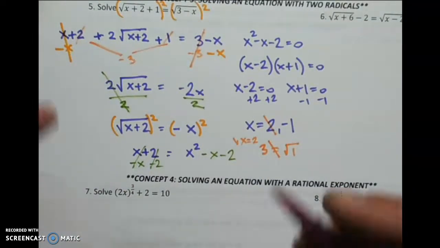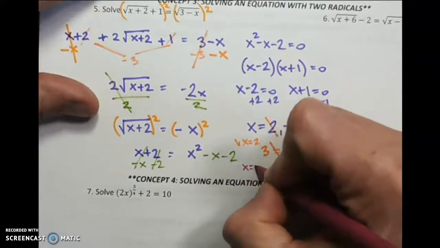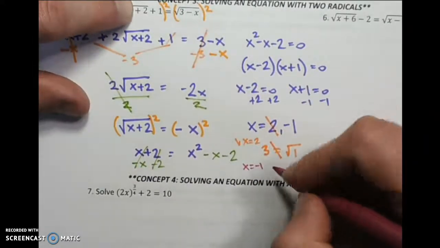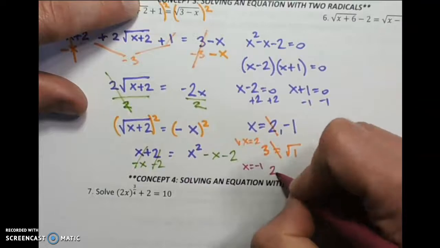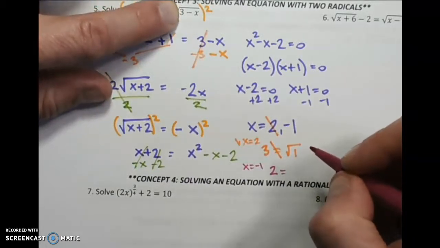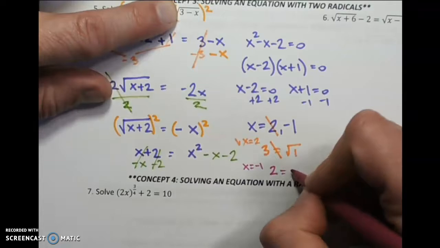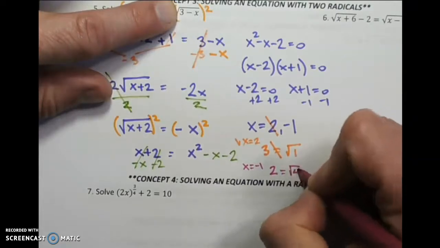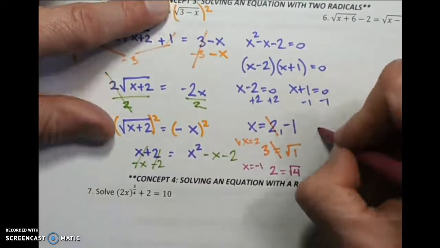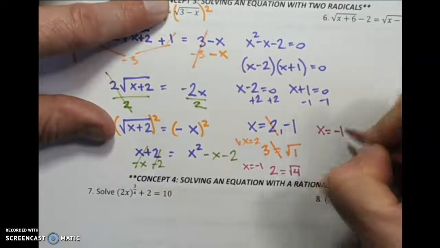I'm going to check x equals negative 1. Put in negative 1. Negative 1 plus 2 is 1, so I get the square root of 1 plus 1, which is 2. And is that equal to 3 minus negative 1, which is going to be 3 plus 1 or 4, which is the square root of 4, which is 2? And that one does work. So the only answer here is x equals negative 1.